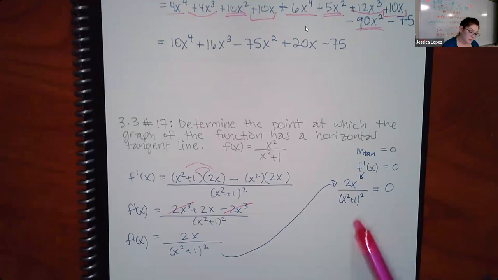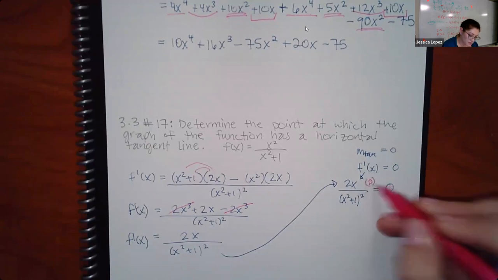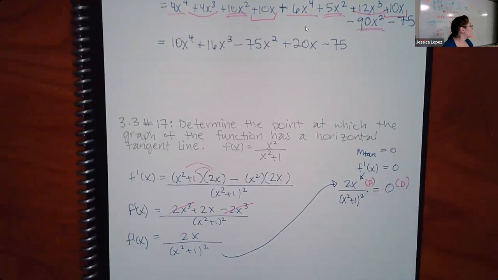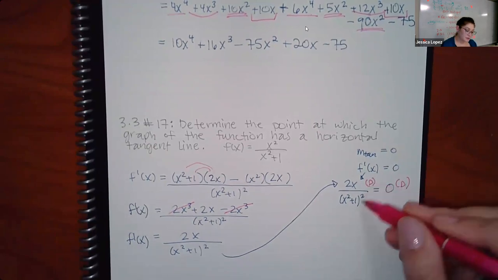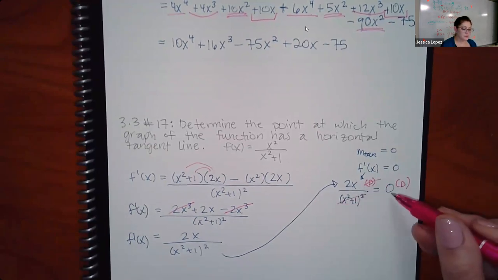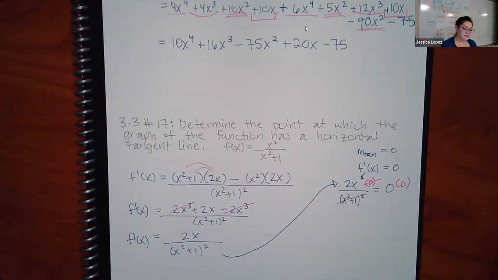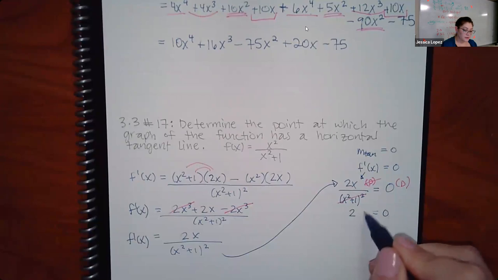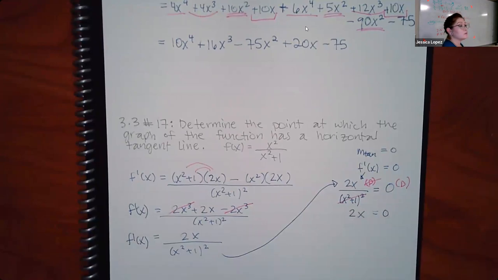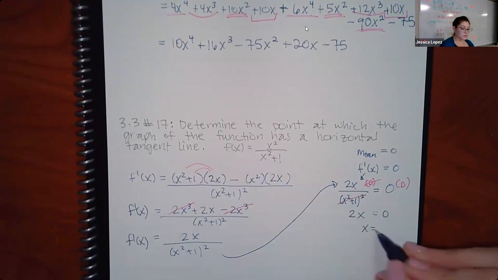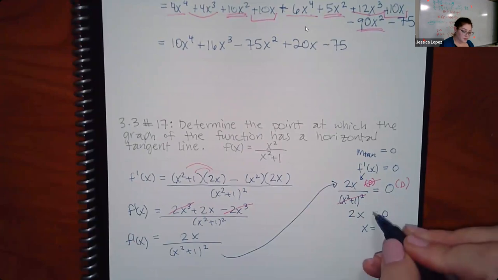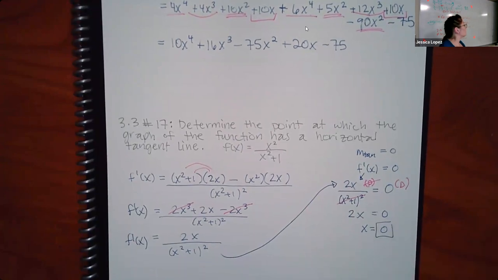So yes, I would multiply by this denominator. I'm just gonna put D because I'm too lazy to write parentheses x squared plus one squared. That's the denominator, and if it's getting multiplied up here, it's gonna cancel out. And what's zero times anything? It's still zero. So really, I'm only worried about the numerator equal to zero. If we divide both sides by two, we get x equal to zero. This is the number they're asking for. It just happens to be zero. It's not always zero.